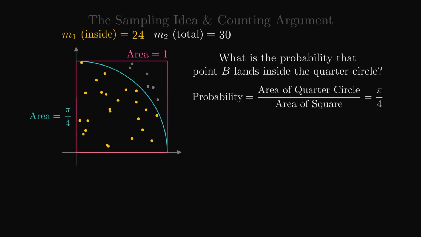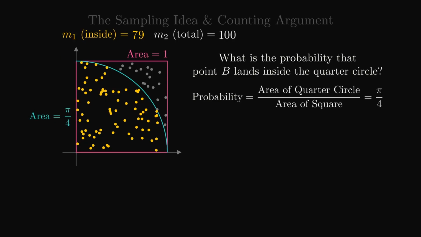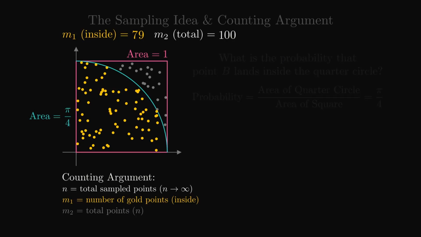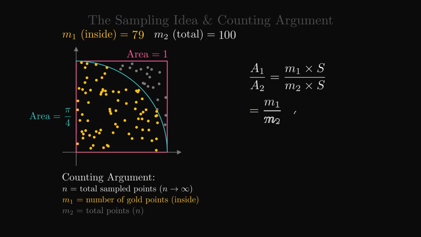As the dots accumulate, we can simply count them. We track the number of points that land inside the boundary compared to the total number of points thrown. Because of the law of large numbers, probability becomes geometry. The ratio of inside points to total points perfectly mirrors the ratio of their areas.